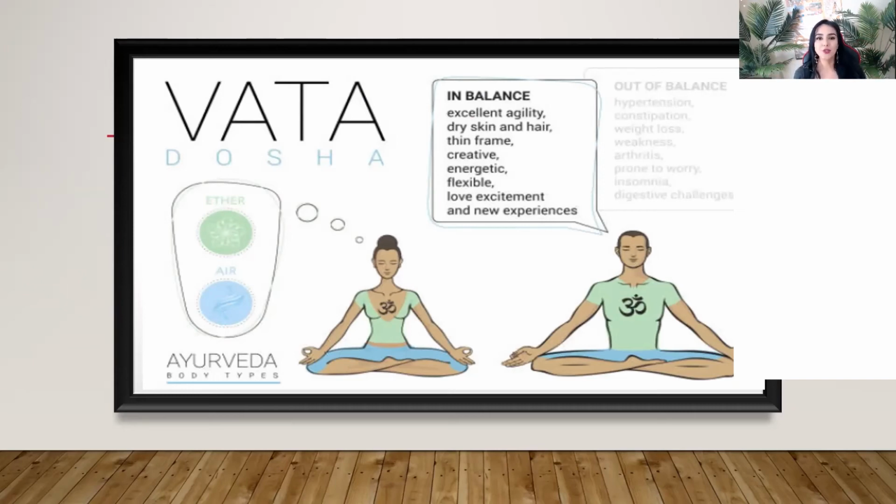So individuals that Ayurveda considers to have the predominant element of air and space, we call them Vatas. These individuals are thin. They usually are on the thin side of things, but this is the body type that fluctuates the most. What do I mean by that? Sometimes they're fluctuating like crazy on all aspects.